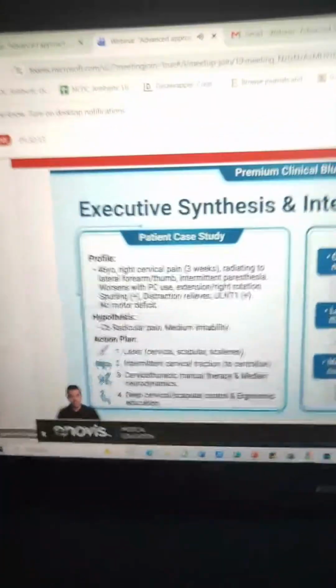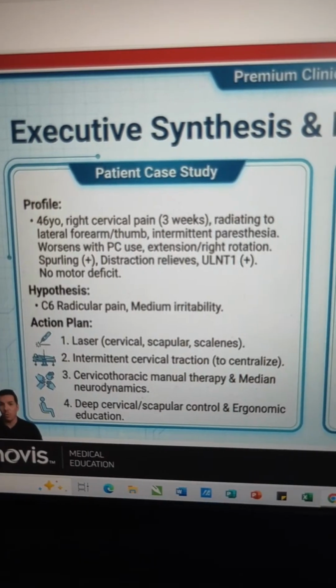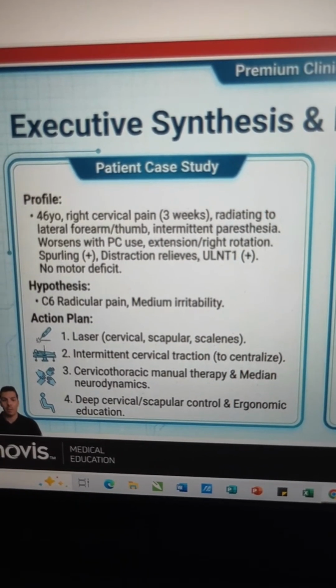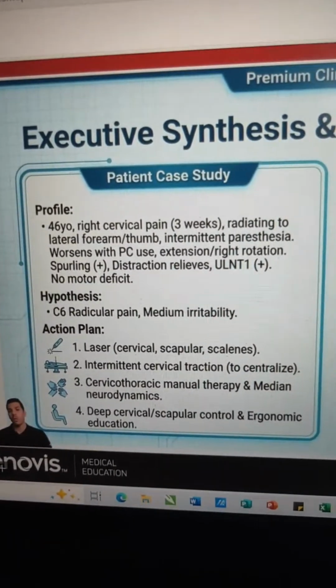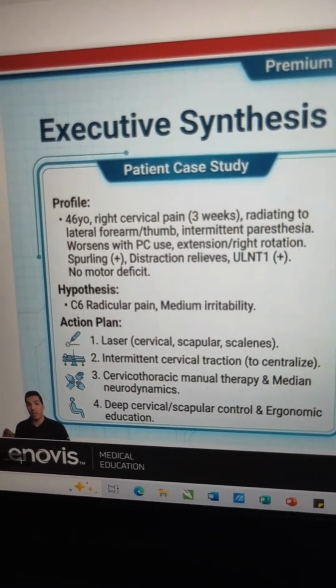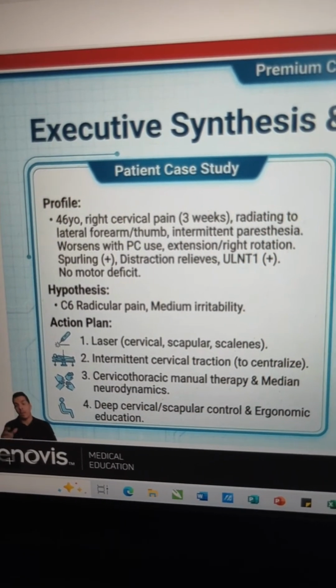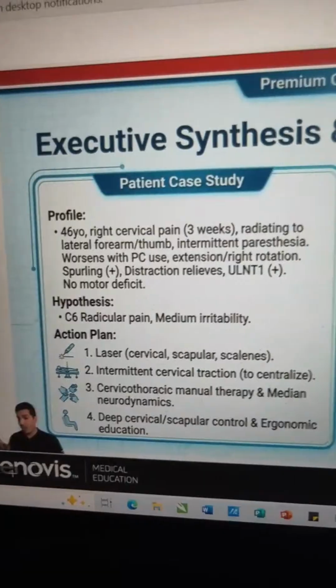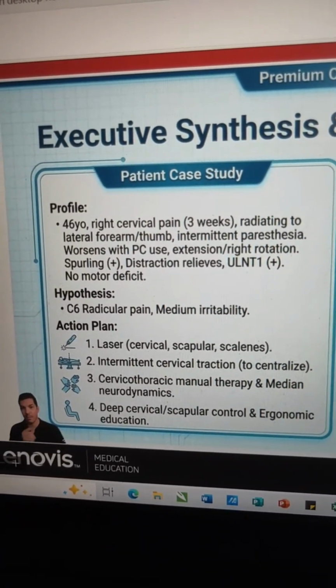We have a 46-year-old patient with right-sided neck pain that has lasted for 3 weeks. Notice that the pain radiates towards the lateral region of the forearm and thumb with intermittent paresthesia. The symptoms worsen when working on the computer with neck extension or with rotation to the right, in other words, unilaterally on the same side. On functional examination, the Sperling test is positive and reproduces the symptoms.